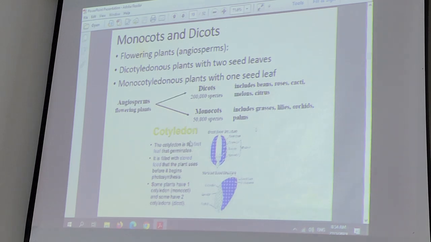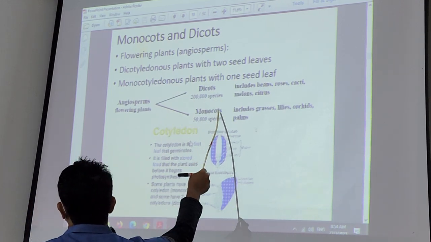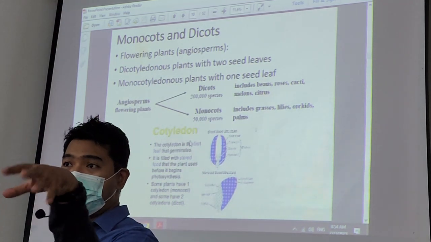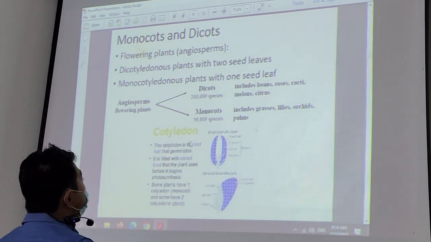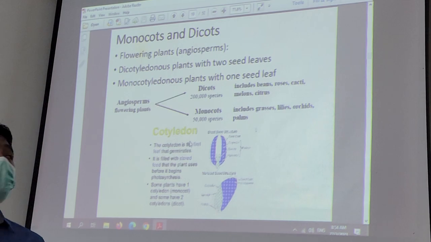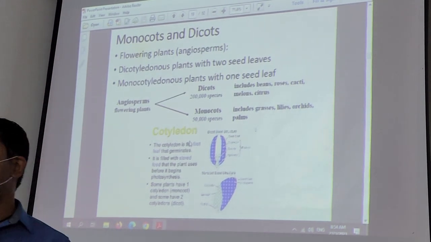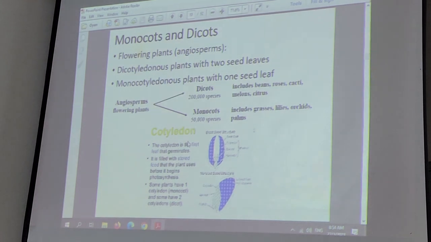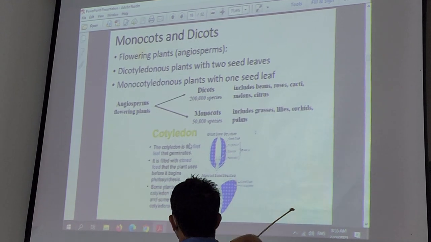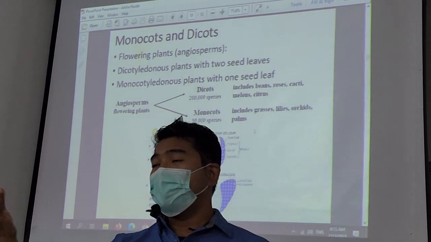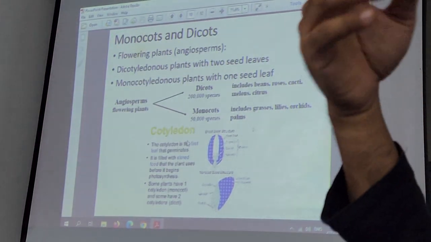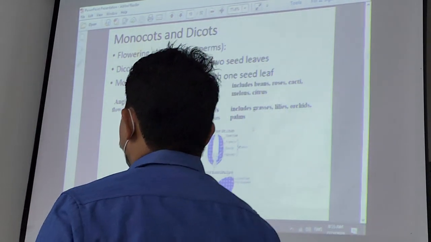Okay, so angiosperms, flowering plants, you can divide into dicots and monocots. There are many species, but dicots are actually the ones that dominate most of the plant kingdom, like beans, roses, cacti, melon, citrus, and so on. And then you've got your monocots like grasses, lilies, and orchids. So depending on the baby leaves present in the seed, whether one or two, will determine whether it's called monocot or dicot. Mono means one, di means two.